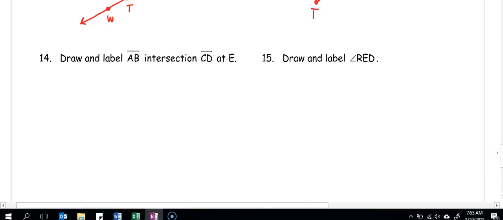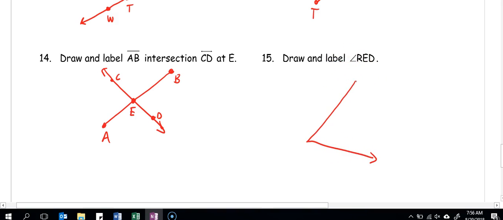14, draw and label segment AB intersecting CD at E. So we're going to have AB with our 2 endpoints. It's going to pass through CD, that's a line, and that intersection point in the middle is going to be E. Last one, 15, draw an angle RED. So we have our angle, it can open as much or as little as you want. E, remember, has to be the vertex because it's the middle letter. And then D and R can go somewhere else, one on each ray.